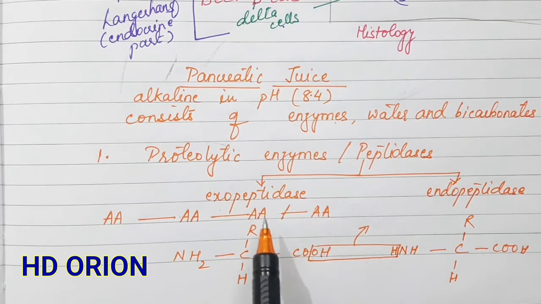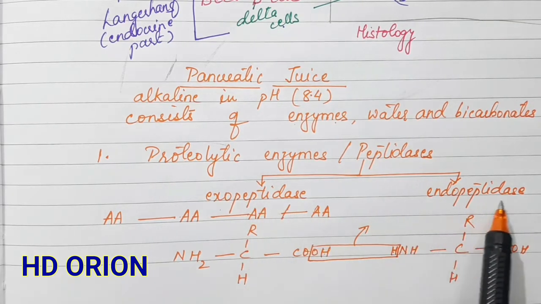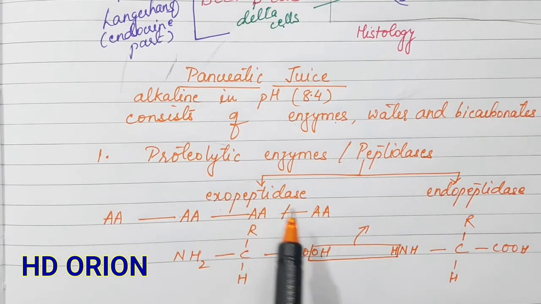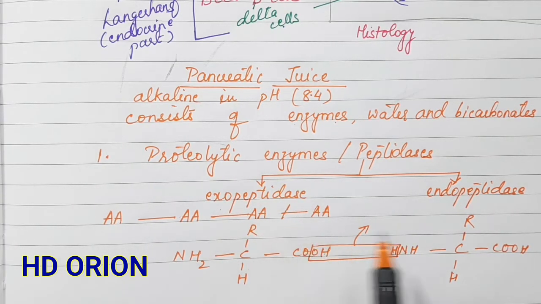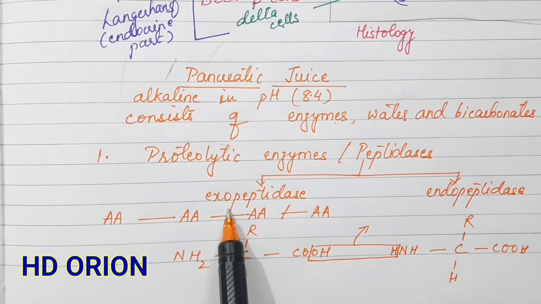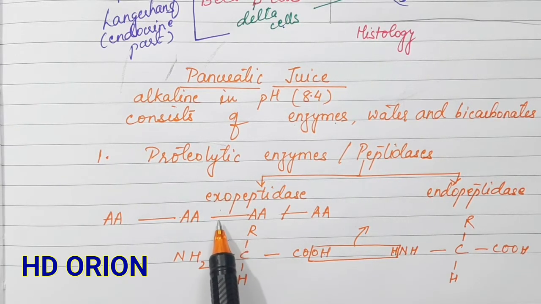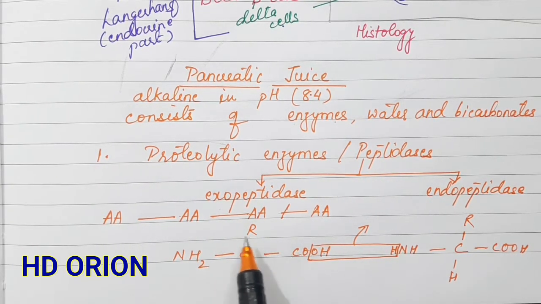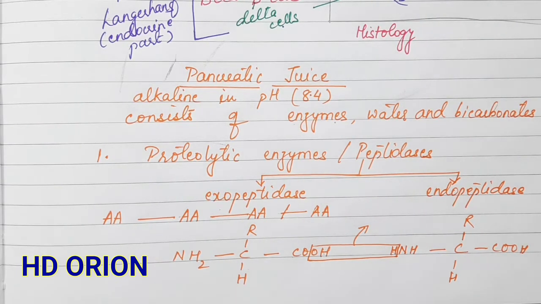So the mode of action of exopeptidase and endopeptidase differs. The exopeptidase works at the terminal bond, while the endopeptidase works at the center region, dividing the long polypeptide either into dipeptides or tripeptides.